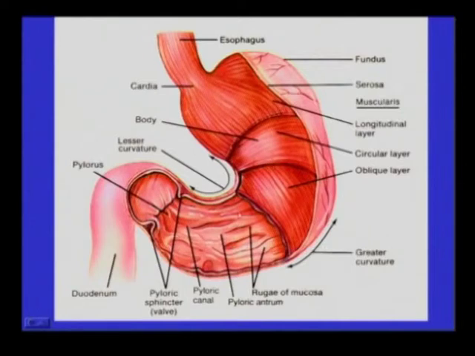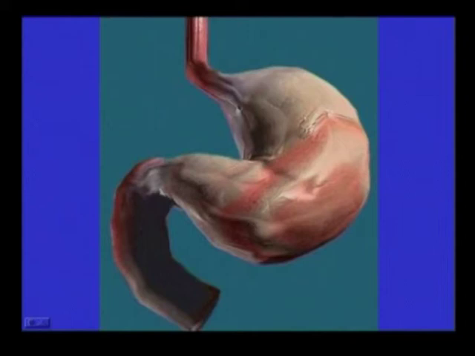Now, the stomach is 25 to 30 centimeters long, and its basic characteristics are as follows. It is 16 to 22 centimeters in range, and 6 to 10 centimeters wide. The amount of content that can be found in the stomach is 1,300 cubic centimeters. The stomach weighs 130 to 140 grams.